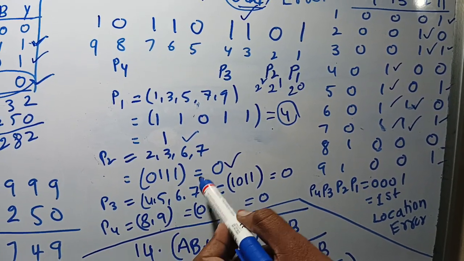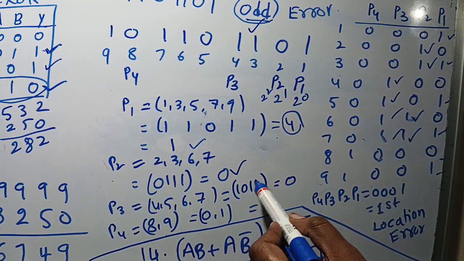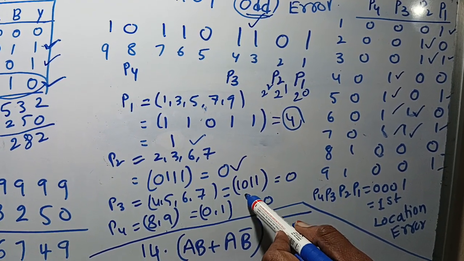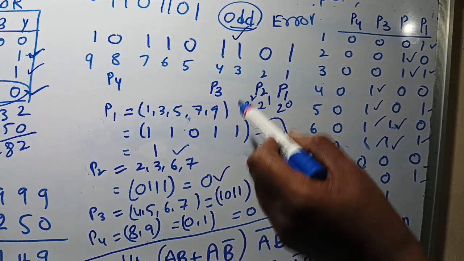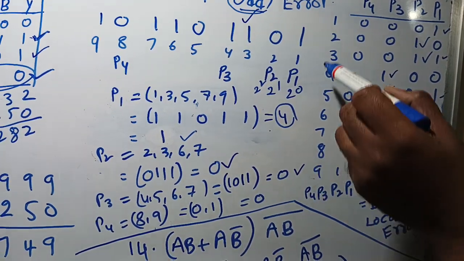So 4, 5, 6, 7. Those bits are 1, 0, 1, 1. Here also the number of ones is 3. So it is odd. It is following, so no error. 0. Similarly P4.